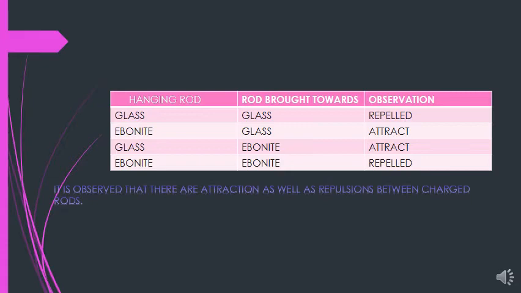And ebonite rod to glass rod, that attracts. Glass rod to ebonite rod, we saw that attracts. Ebonite rod to ebonite rod, repel. Now guys, it is observed that there are attraction as well as repulsions between charged rods.